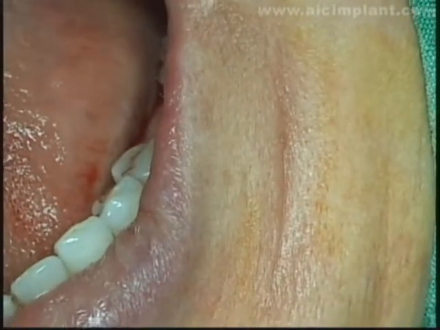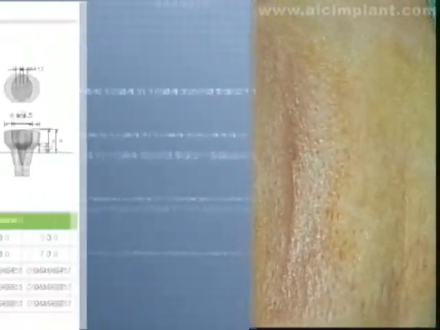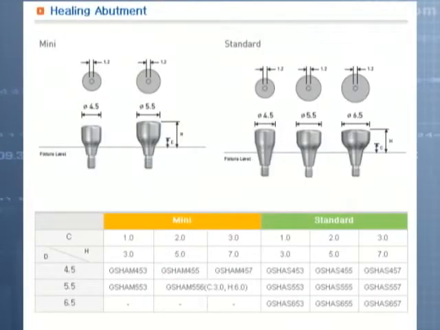There are two types of healing abutments, 553 and 555. You can select according to the surrounding soft tissue. It is better to use a healing abutment that is not too tall. Many problems can arise from using a tall healing abutment.